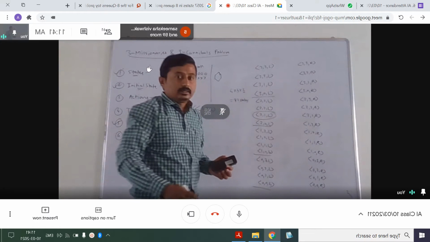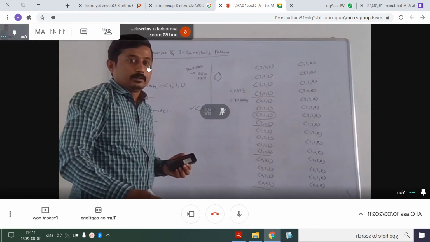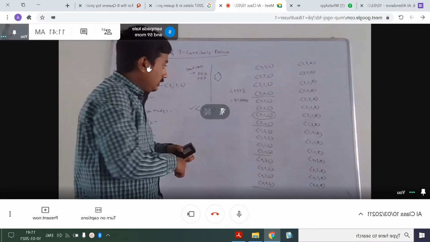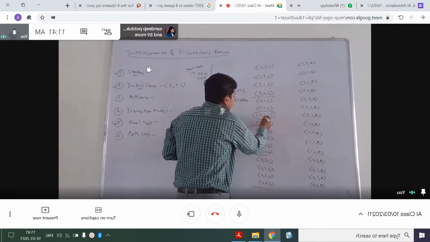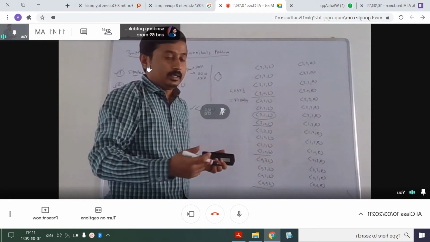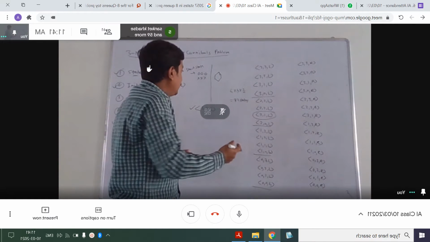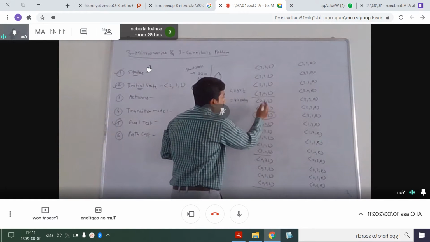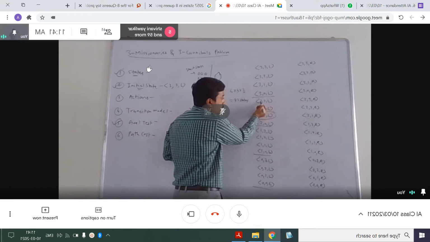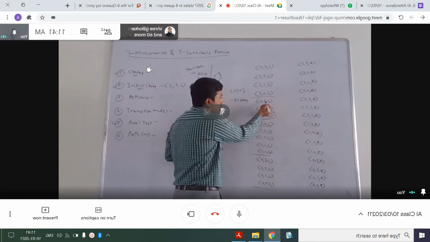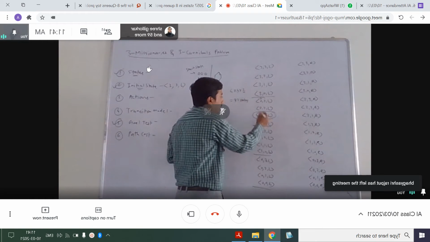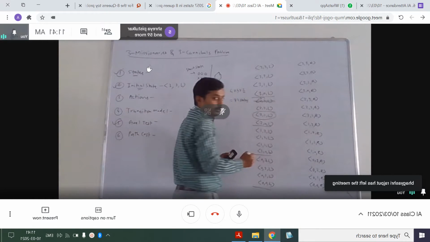Now, can we have all these 32 states? For our problem, there is one constraint: the number of cannibals should not outnumber the number of missionaries. Otherwise, they will kill the missionaries. So we cannot have this state. The number of missionaries is 2 and the number of cannibals is 3. These 3 cannibals can kill these missionaries, so this state is not allowed.